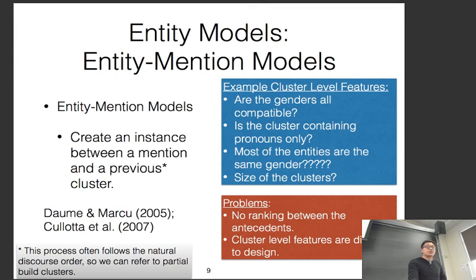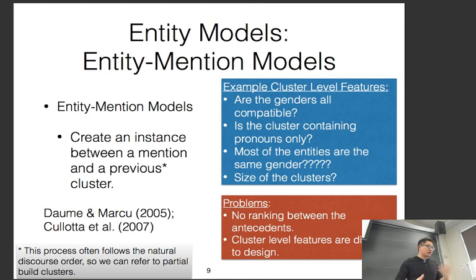In this way, we can use partial clustering features. So here are some example clustering features that people find useful. Whether the whole cluster contains entities that have compatible gender. For example, you can infer the gender from a noun phrase, you can infer the gender from a pronoun, and you combine them to see whether they are all compatible.